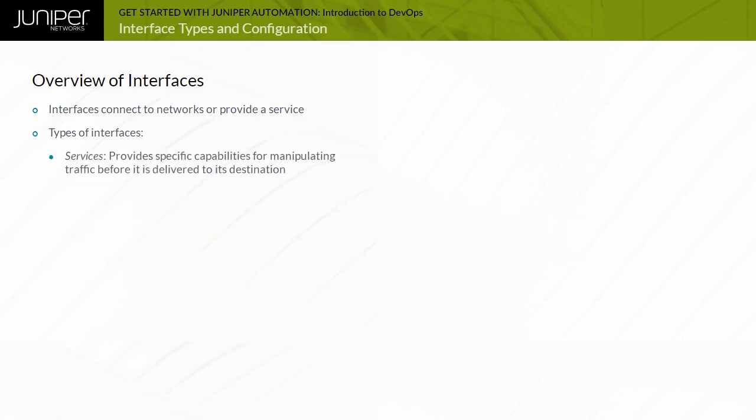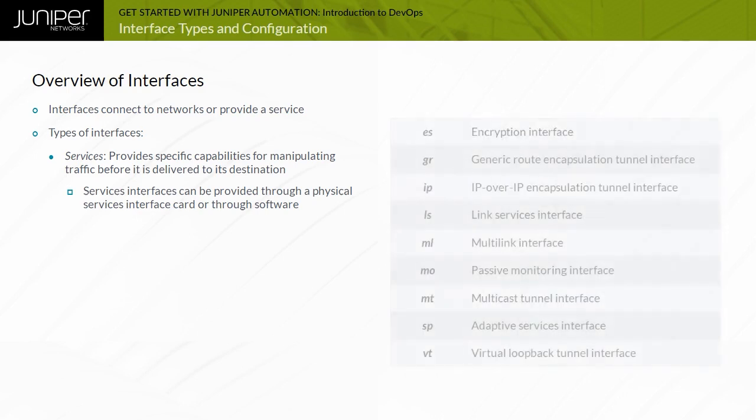Services interfaces are used to provide one or more user-configurable services, such as encryption, tunneling, and link services. Services interfaces can be provided through a physical services interface card or through software. Services interfaces provided through a PIC do not have ports or media associated with them, but have two-letter interface type designations as shown in this table.